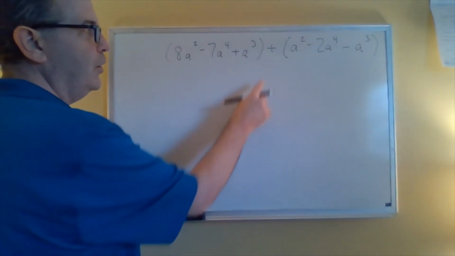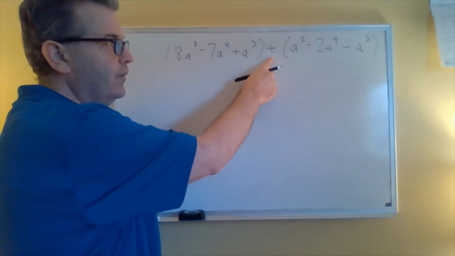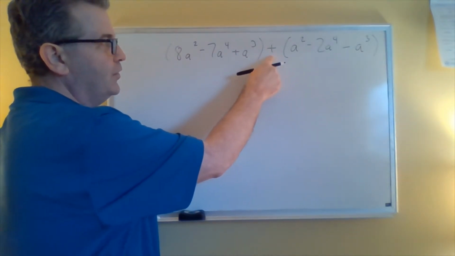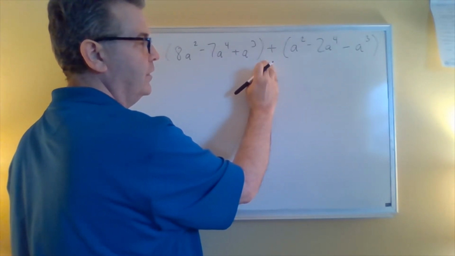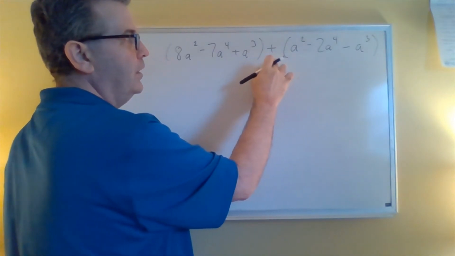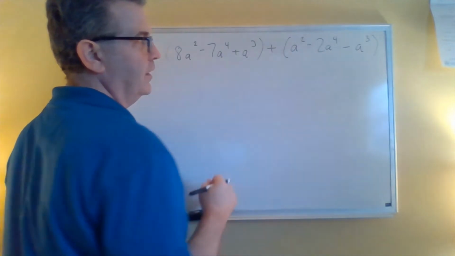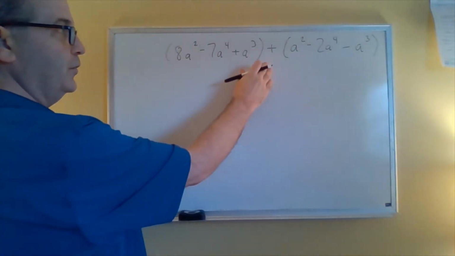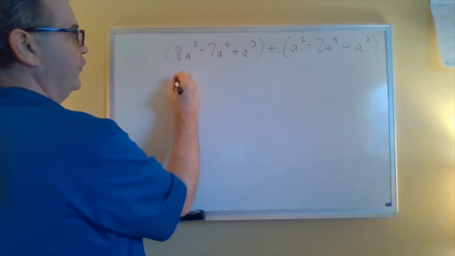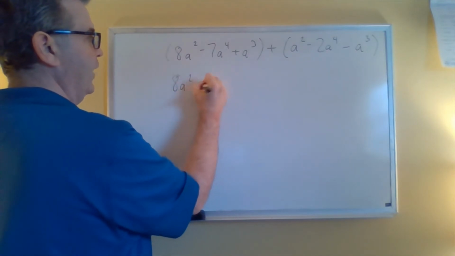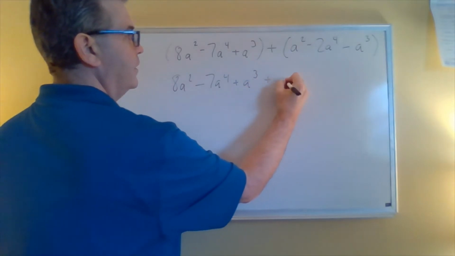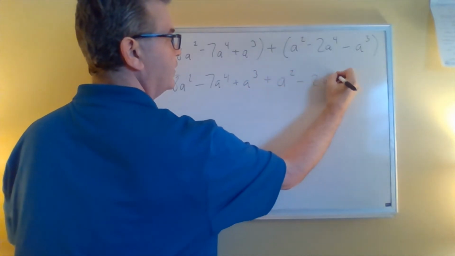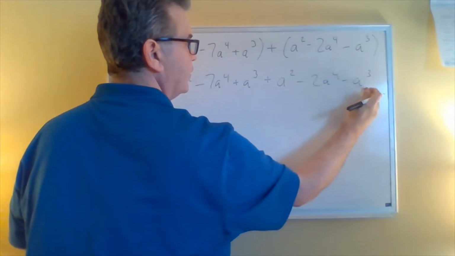The first thing we want to look at is the sign in front of the parentheses. If it's a plus sign, we can just rewrite it without the parentheses. If it's a negative, we would have to flip the sign on everything in the parentheses when we rewrite it. But in this particular example, we have a plus, so we can just rewrite this without the parentheses and rewrite that second trinomial without the parentheses.